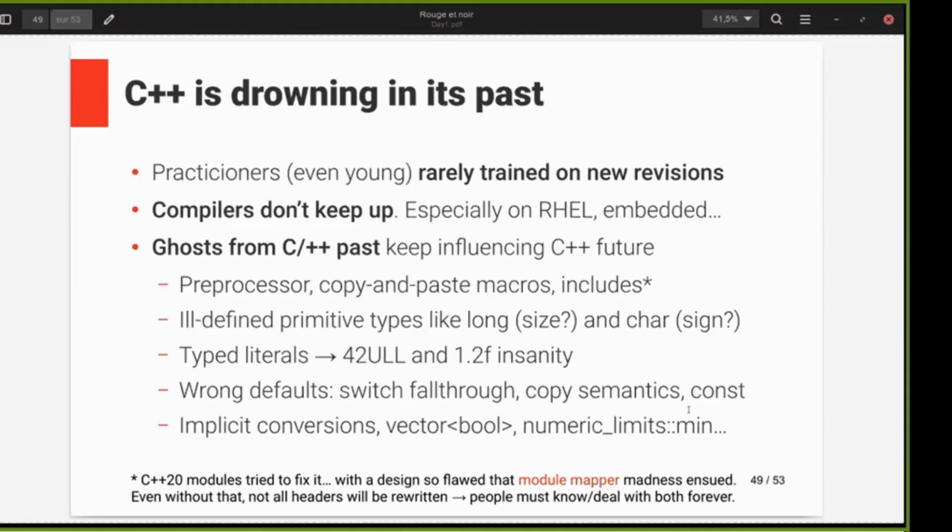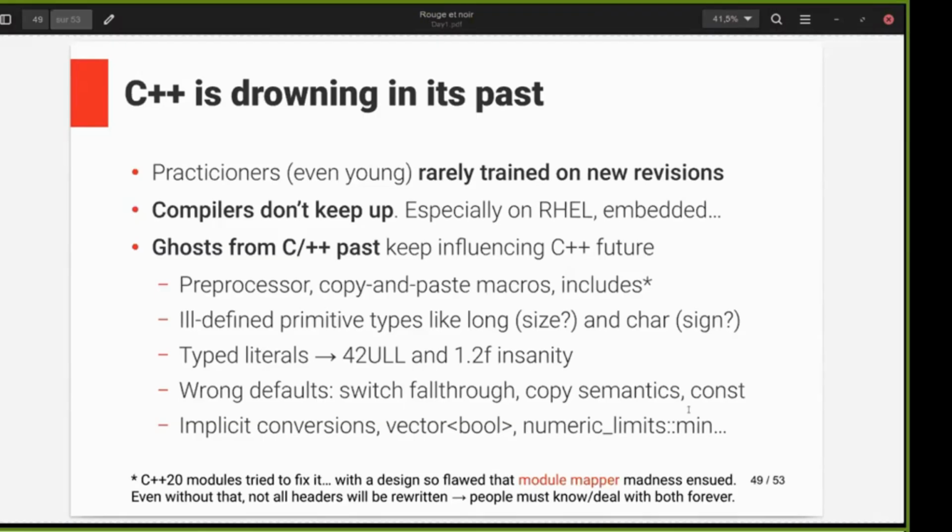Compilers don't help here because they also take years to follow up on new standard revisions, and it's very common to be limited in your choice of C++ standard revision because some compiler you want to support does not support this standard revision yet. This is especially the case if you need to cope with some difficult ecosystems like Red Hat or embedded, where it's common to have very, very old software versions around.